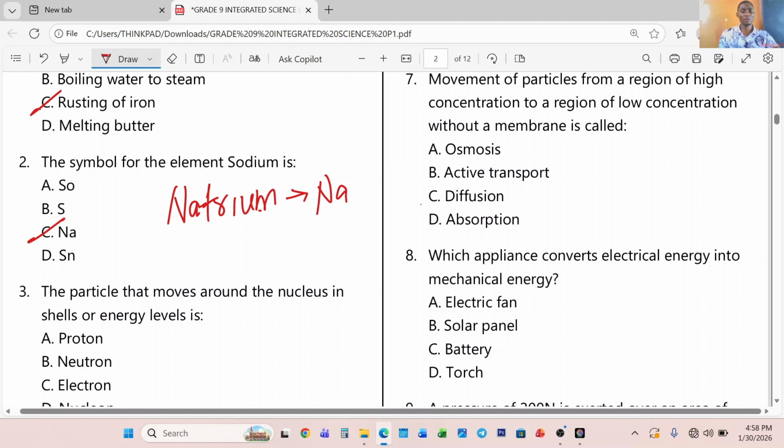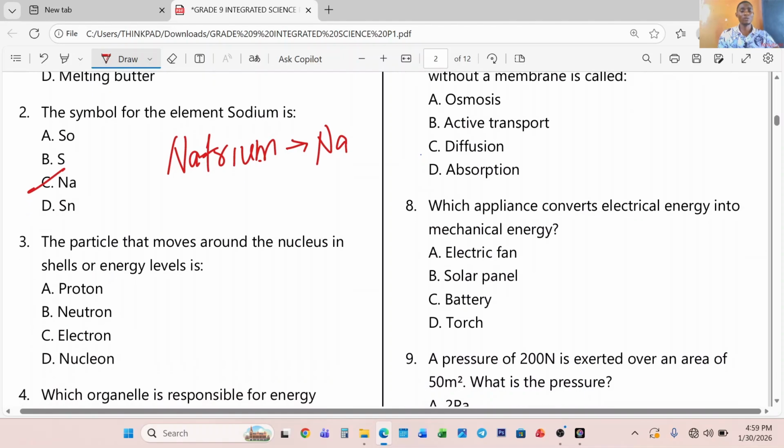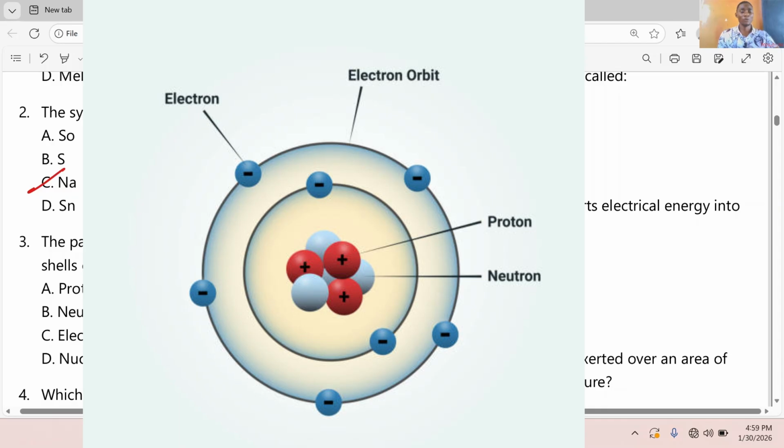Moving to the next question, the particle that moves around the nucleus in shells or energy levels is: protons, neutrons, electron, nucleon. We have 3 subatomic particles: protons, neutrons, and electrons. We know that protons and neutrons are found within the nucleus, but the electrons are found within the energy levels, and they move around the nucleus. So the correct answer to this question is C.